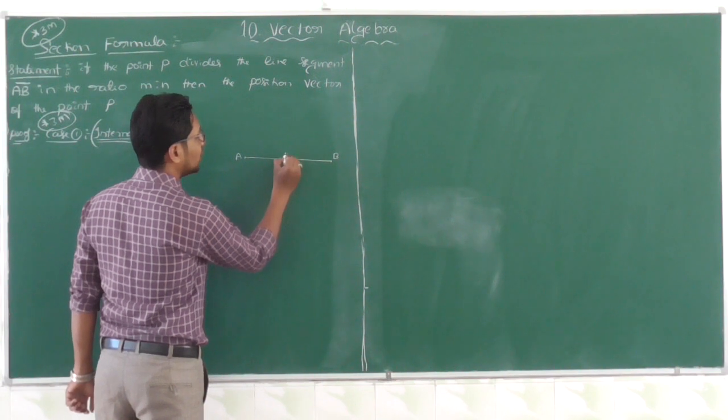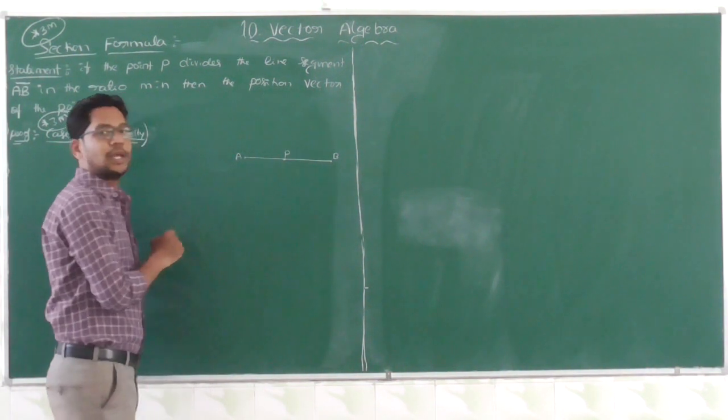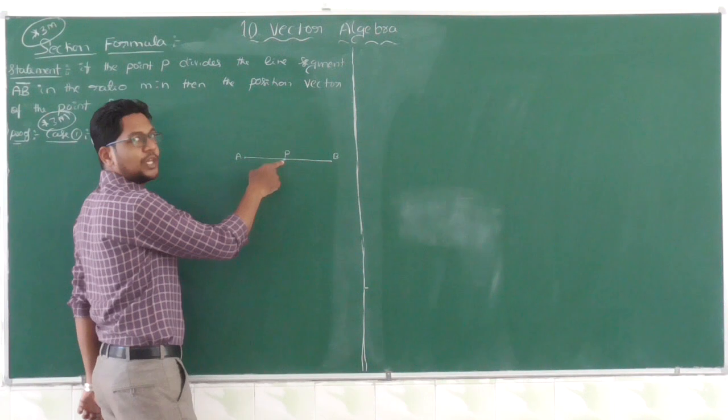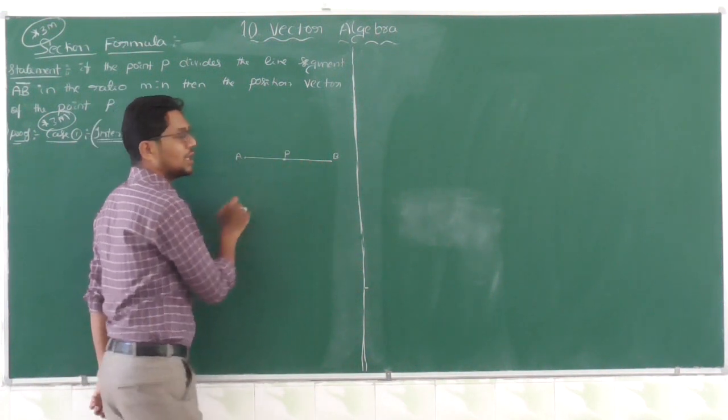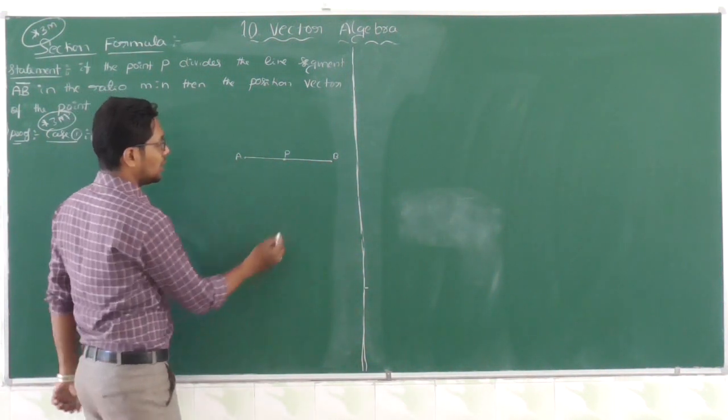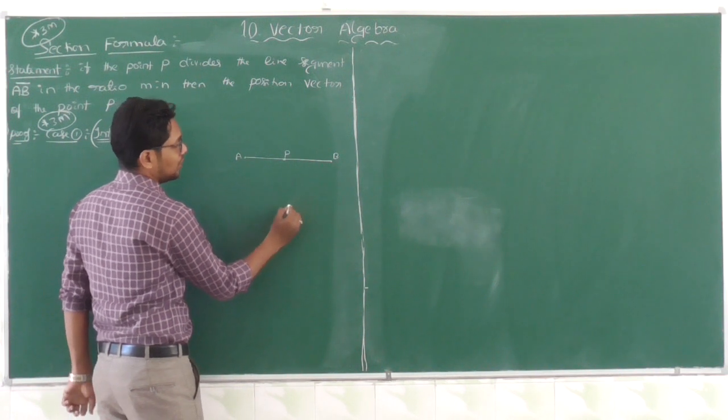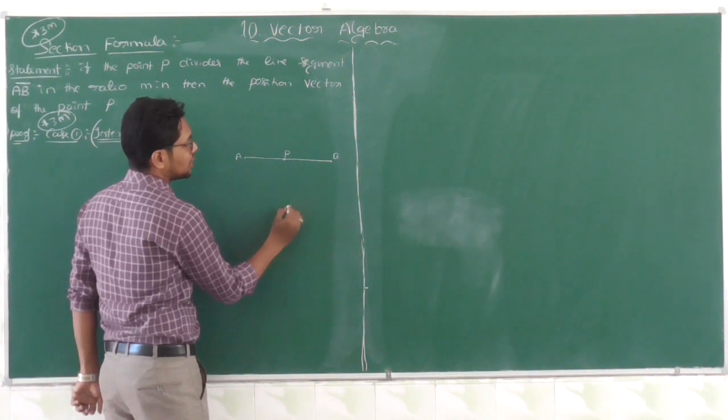Let the point P be any point on the line AB. Okay, here it is the origin.